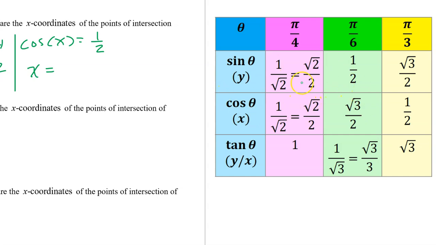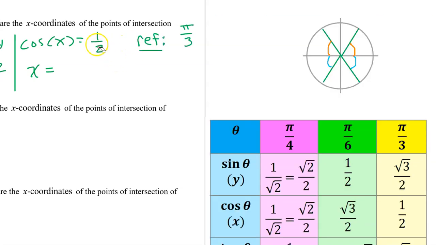So, assuming you've memorized this chart, you know that the cosine of pi over 3 is 1/2. So that tells you that the reference angle is pi over 3. Again, the fact that the cosine of pi over 3 is equal to 1/2 just tells us that the reference angle is pi over 3. The reference angle is the angle between the terminal side and the x-axis.